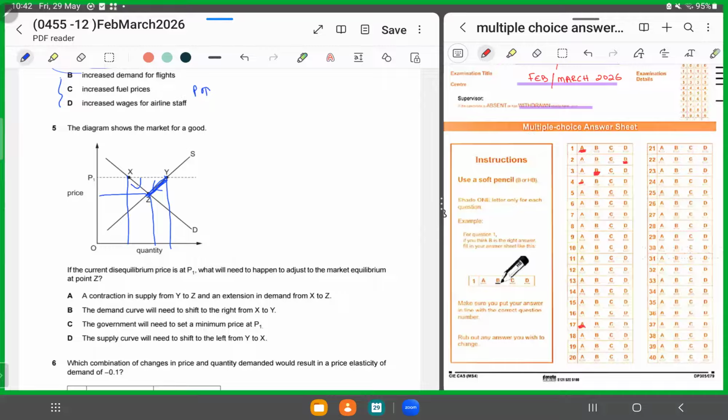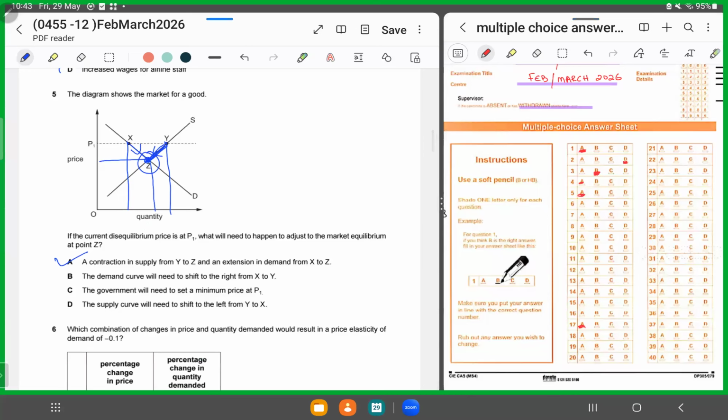Right? So if the demand increases, eventually we'll reach Z. So it has to be option A. So for 5 we'll shade in A as the correct answer. B says the demand curve will need to shift to the right from X to Y. If you shift the demand curve, what would happen? The price would rise. So it cannot be B.